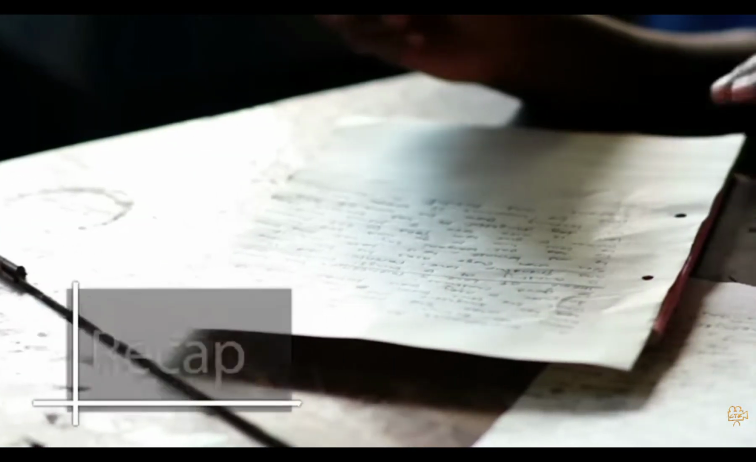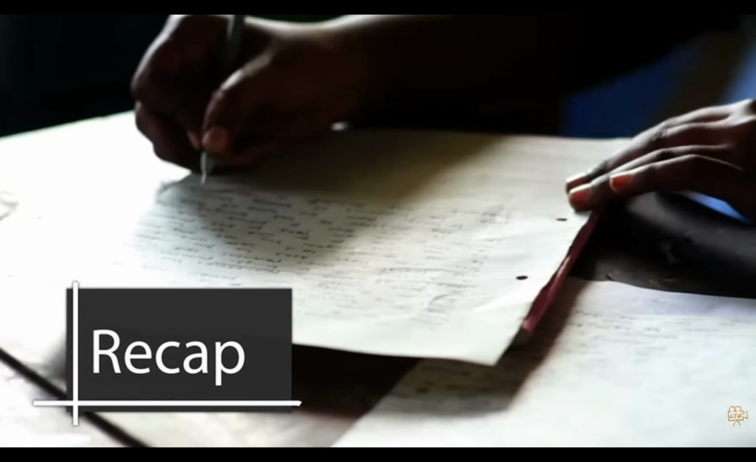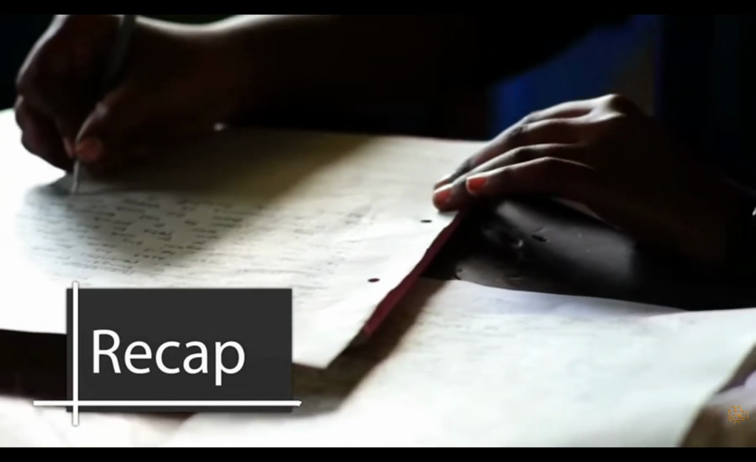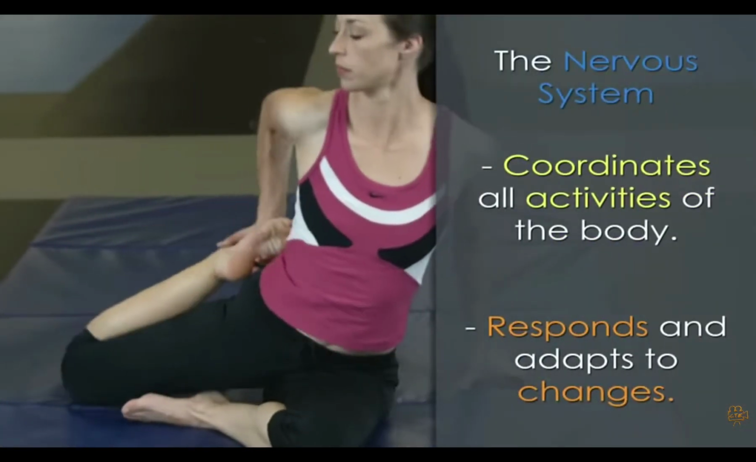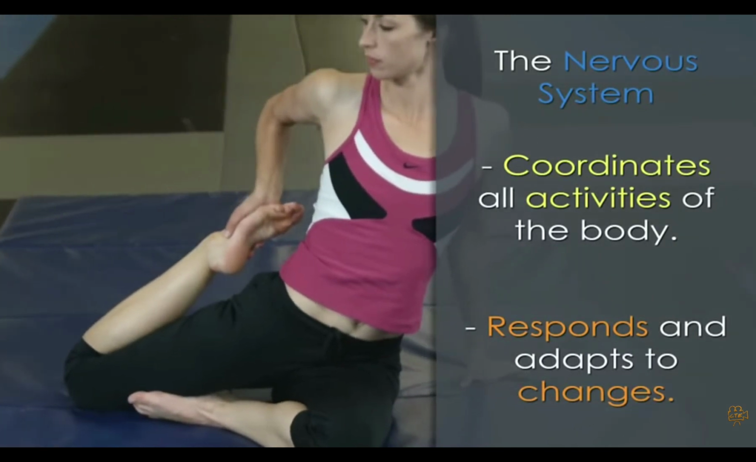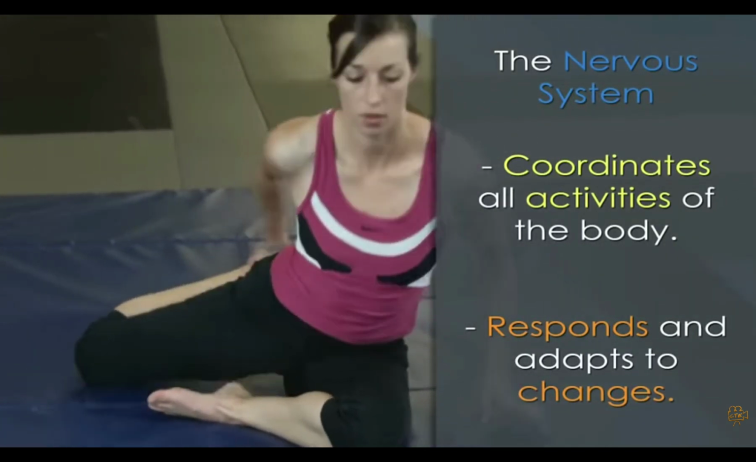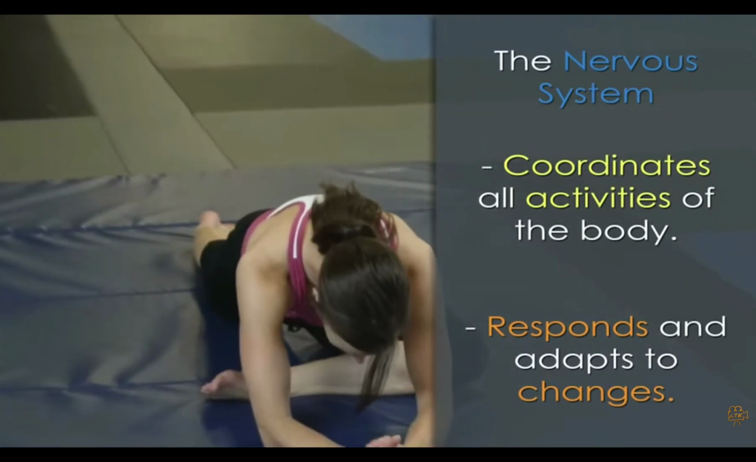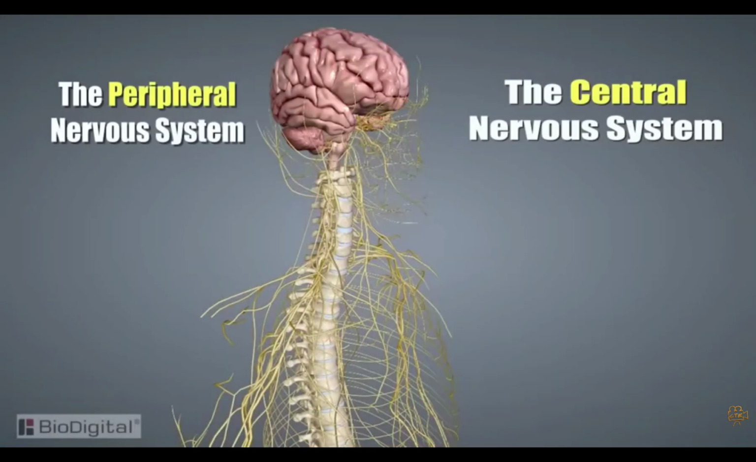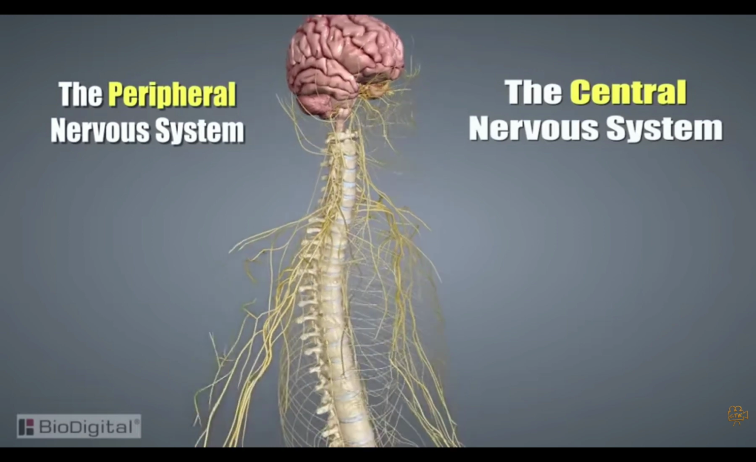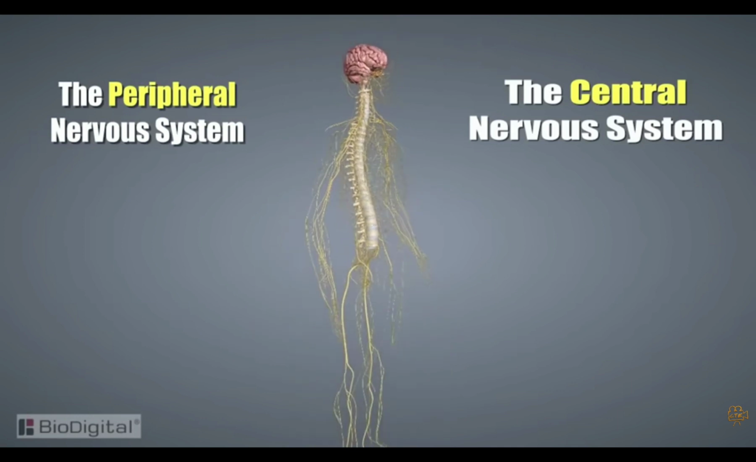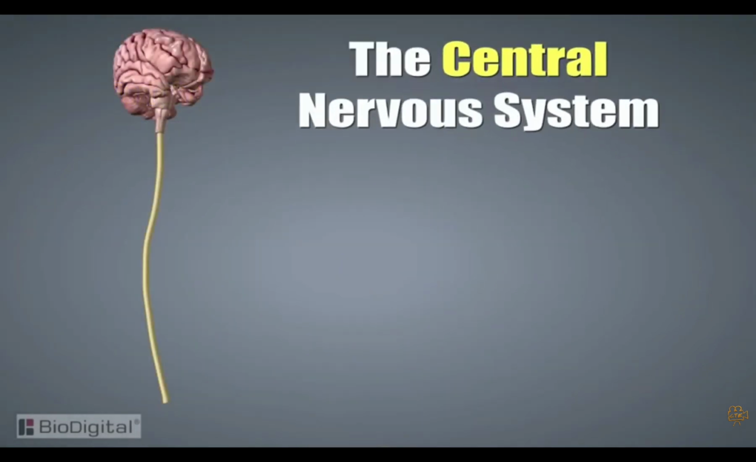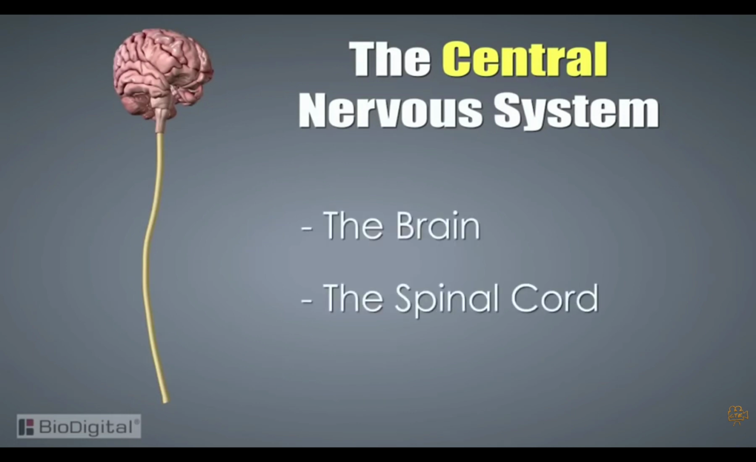Now at this point, you should have a basic understanding of the nervous system, but let's do a quick recap. The basic purpose of the nervous system is to coordinate all the activities of the body. It enables the body to respond and adapt to changes that occur both inside and outside the body. The 2 major parts to the nervous system are the central nervous system and the peripheral nervous system. The central nervous system is also divided into 2 major structures, the brain and the spinal cord.